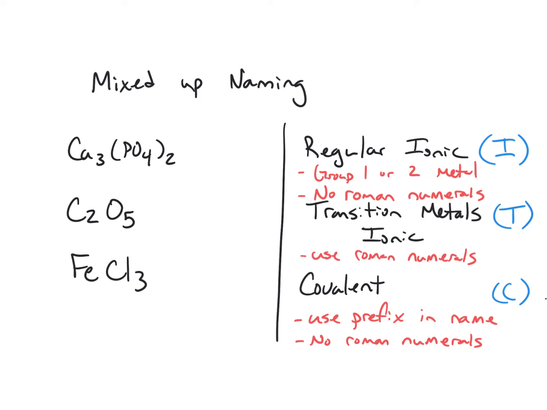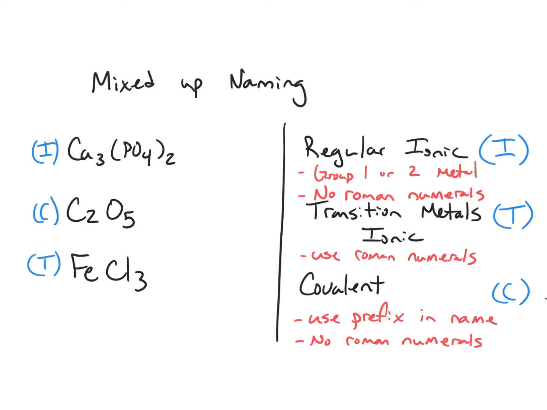So I look at this first one, and I see that it's got calcium in the first. Well, that's just a regular ionic, so I'll label that I here next to the calcium. The next one down is carbon with oxygen. Well, carbon is a nonmetal, and that means that it's covalent, because remember, covalents are nonmetals bonded to nonmetals. Finally, the last one, I look and I see iron is a metal, but it's not just any metal, it's a transition metal. So I will label this with a big T out front.